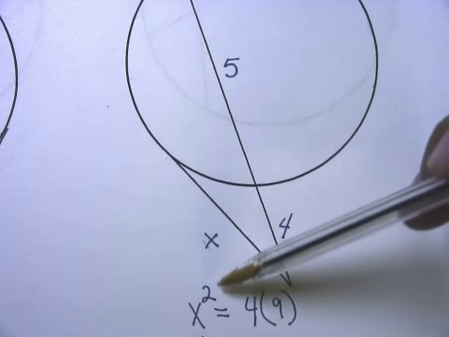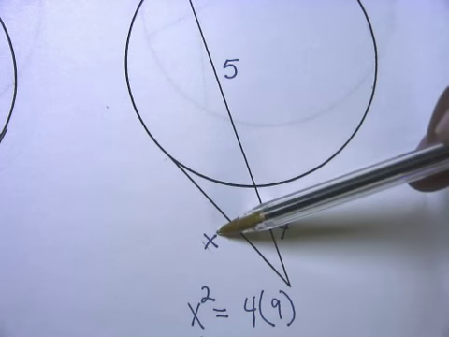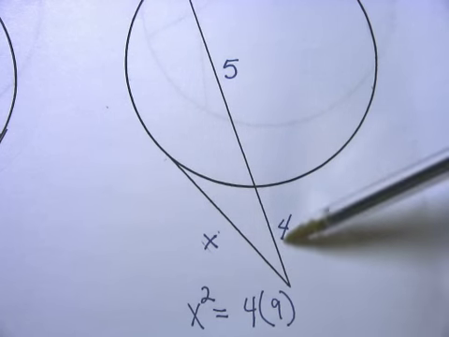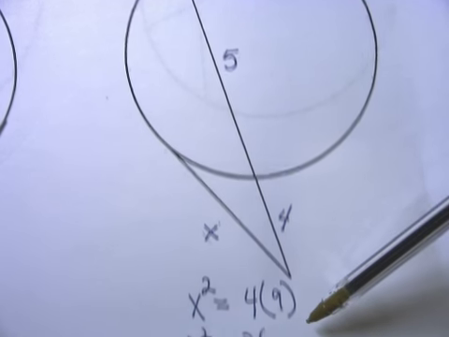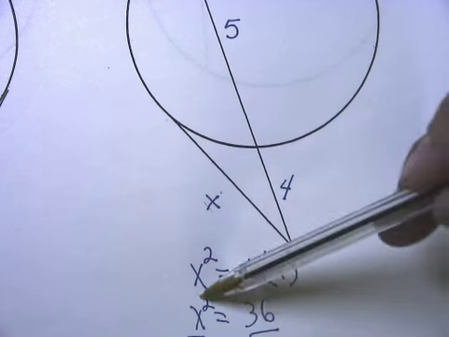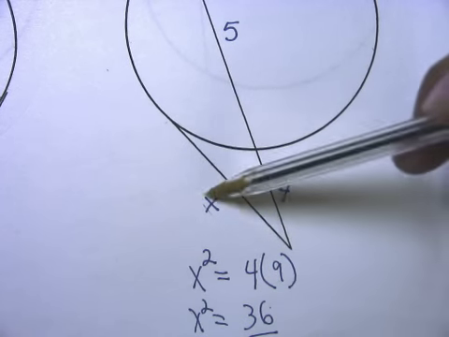X squared, x to the second power, because I'm going to multiply it by itself. And that's going to be equal to 4, the outer portion, times the entire thing, which is 9. So x squared is equal to 4 times 9. When I multiply the 4 and the 9, x squared is equal to 36.